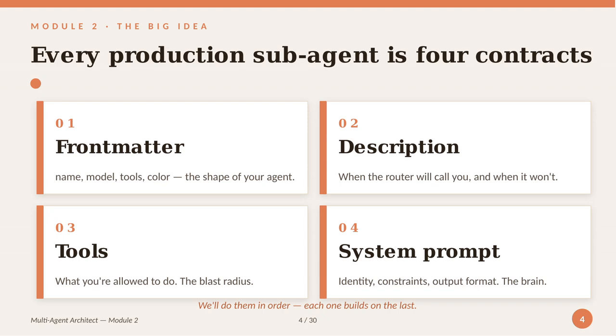Contract 3 is tools. What you're allowed to do. The blast radius. Read the file system, write to it, run a shell command, talk to an external system. Each one of those is a permission you're granting, and the convenience of granting all of them shows up later as a problem. Contract 4 is the system prompt itself. The brain. Identity, responsibilities, constraints, output format. We'll do them in order, because each one builds on the last. Frontmatter pins the shape. Description decides if you ever run. Tools decide what you can do once you do run. Prompt decides how well you do it.